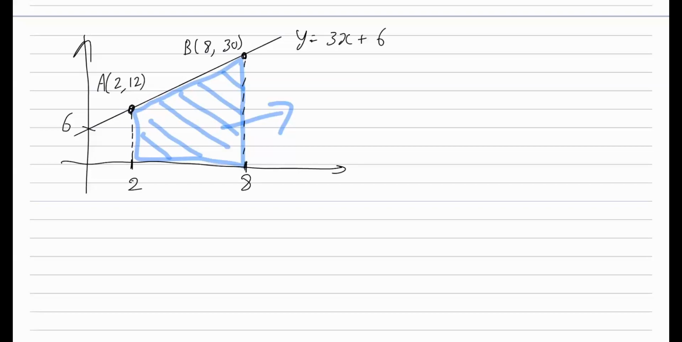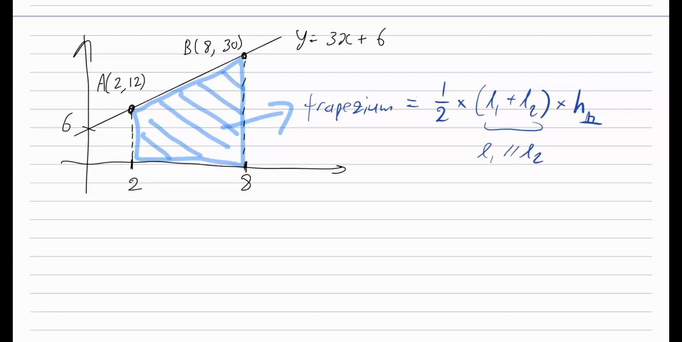Quadrilateral. More specifically, these two sides are parallel, so it's actually a trapezium. So the area of a trapezium, I hope you know, is just half times the sum of the parallel sides multiplied by the perpendicular height. This is L1 parallel L2. Just a trick: what you're really doing is splitting it into two triangles like this.